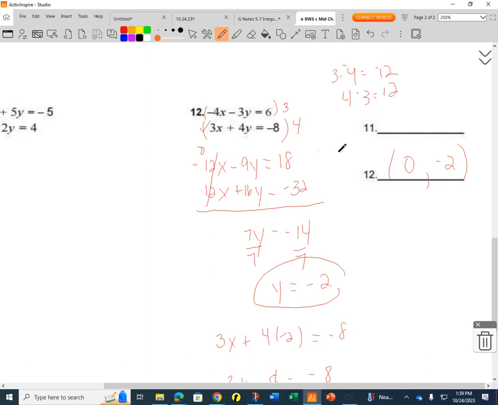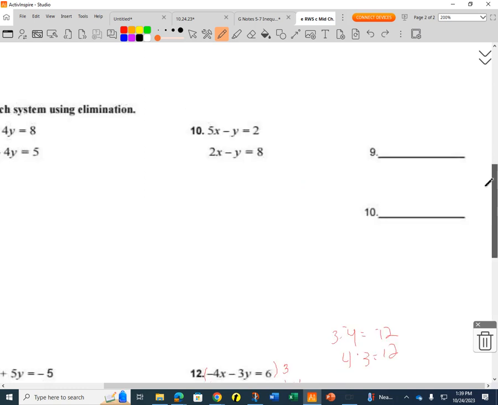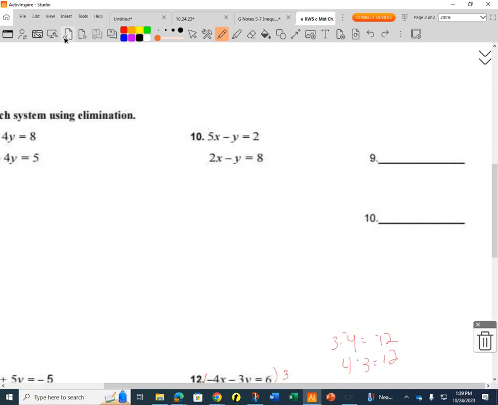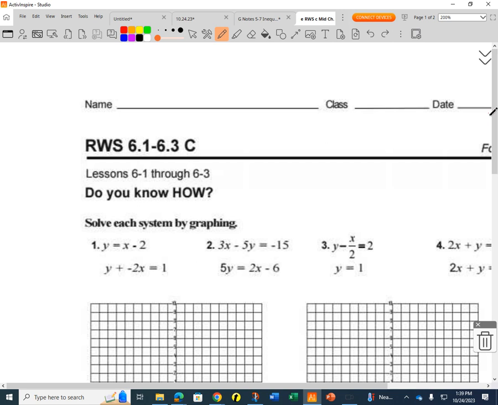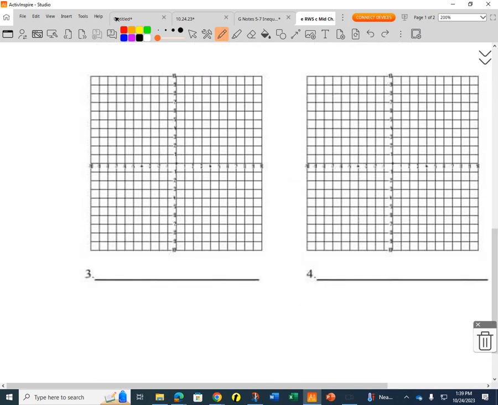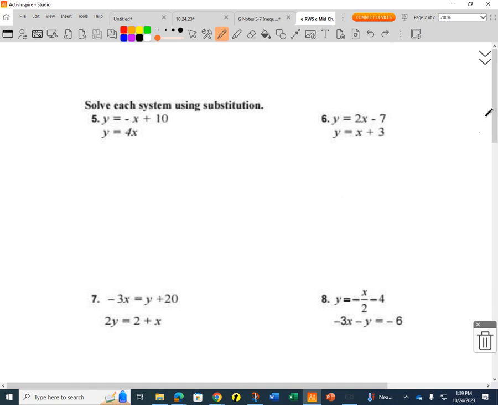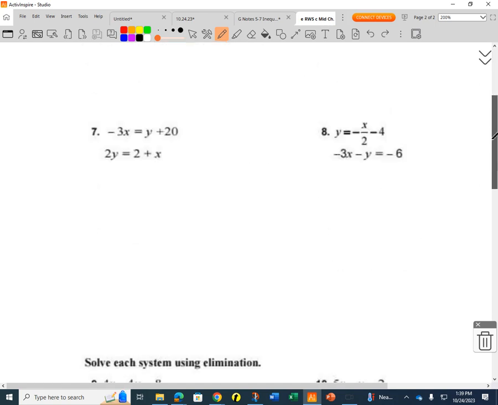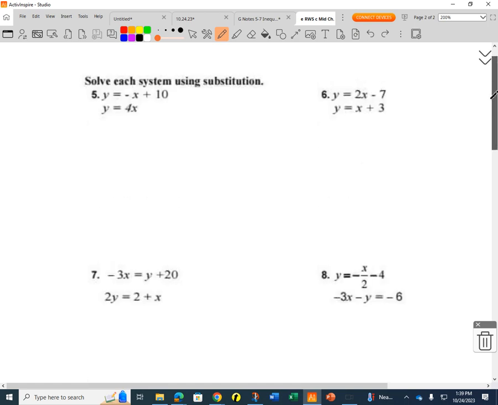Alright, let's see, is that a substitution one? Alright, that's a good one, because it's got a fraction. We hate fractions. Substitution. While it does have a fraction, these are easy substitutions because both equations are solved for y. This one, not so terrible, because we can just subtract 20 here. This one is a booger bear, right? It's got a fraction in it.